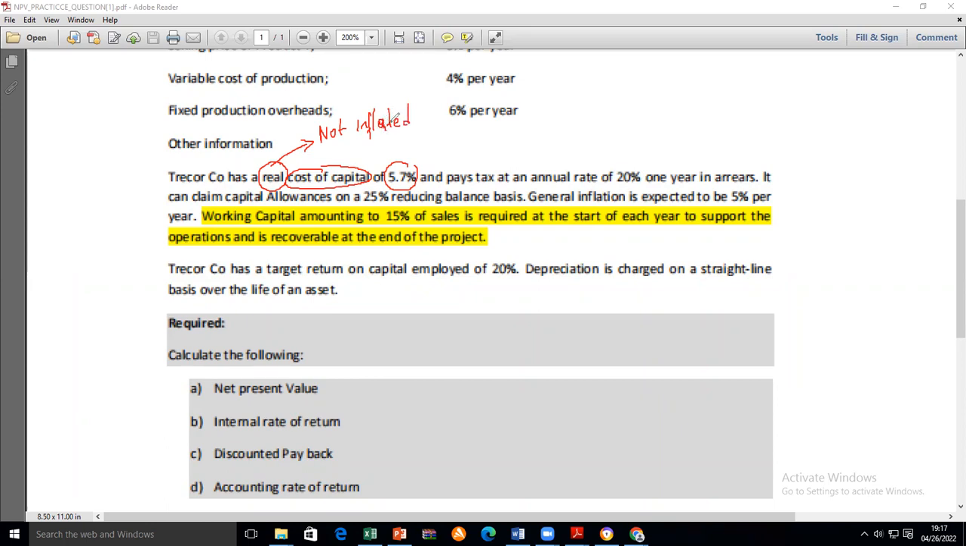It means that it's not inflated and pays tax at an annual rate of 20%, 1 year in arrears. So the tax for year 1 is paid in year 2. That's the meaning of that. It can claim capital allowances. Remember, capital allowance is a relief which a taxman will give you. On 25%, what format? Reducing balance.